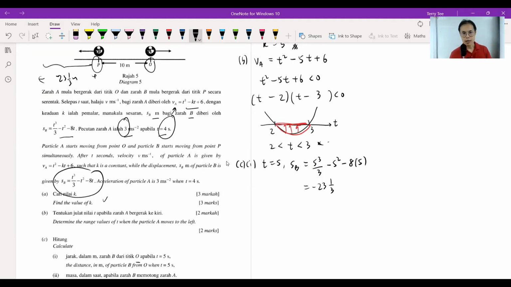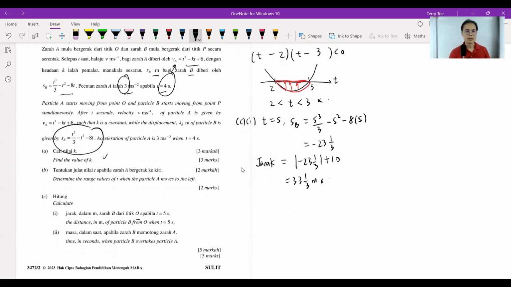So your jarak zarah B from O, just modulus this, take a positive value, plus another 10 meter, answer 33 1/3 meter. Alright, next. Masa dalam saat apabila zarah B memotong zarah A. Okay, so in what situation zarah B will overtake zarah A?